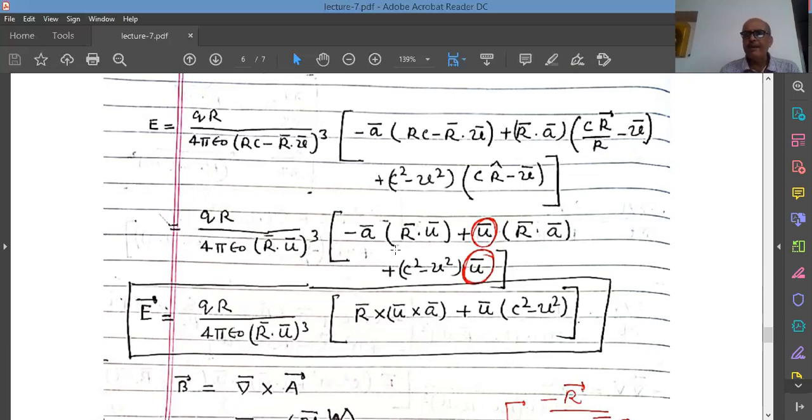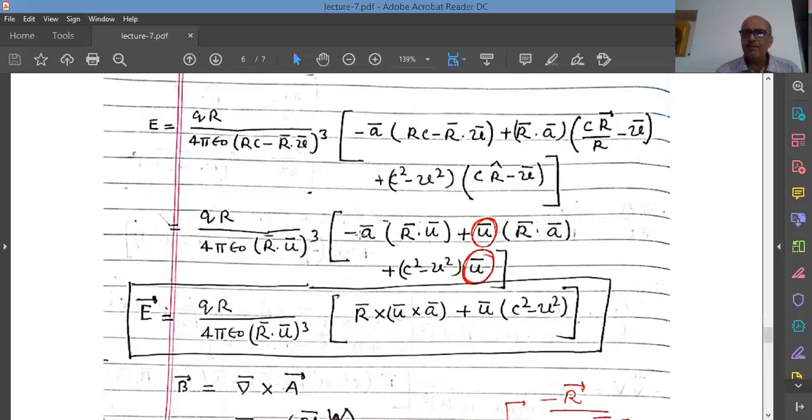In fact, we are going back now. A cross B cross C is BAC minus CAB. Here we are going to club the first and the second term together. So if you club the 2 terms together, it's better to see the reverse way. R cross U cross A can be visualized as A cross B cross C. So it's a BAC. So B is U. So U into R dot A is BAC minus C. C is A. So minus A into R dot U.